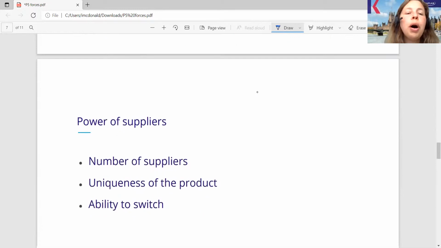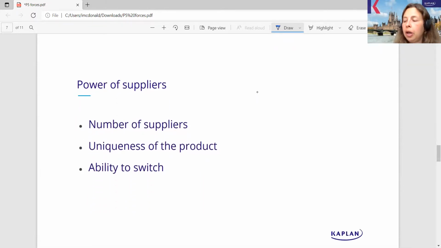Progressing to power of suppliers. We said power of suppliers is to do with the ability of suppliers to demand higher material prices. Here, I need to consider how many suppliers are out there. If the supply is unique, and they will be the only ones with that product, then I might have to pay over the odds for that supply.